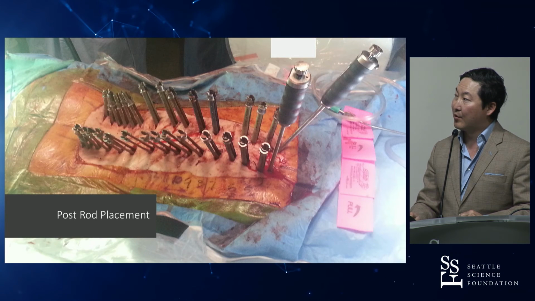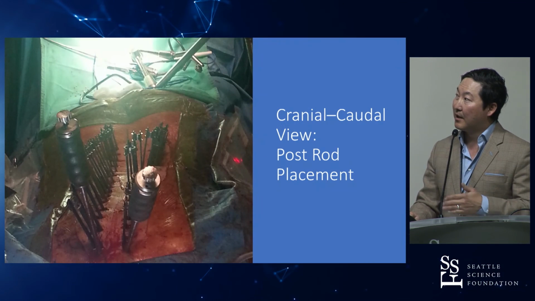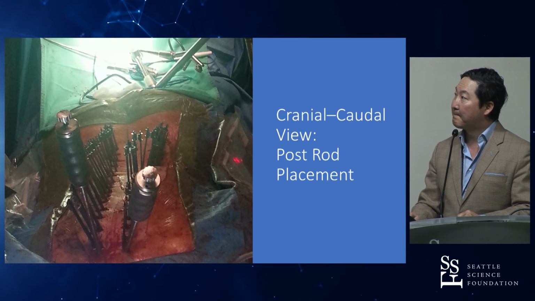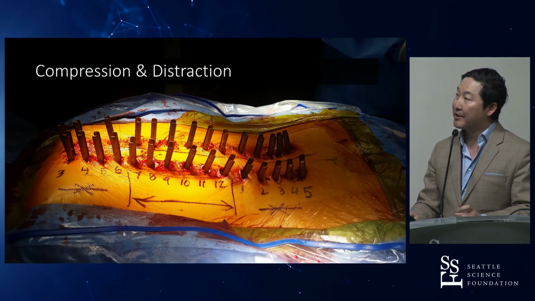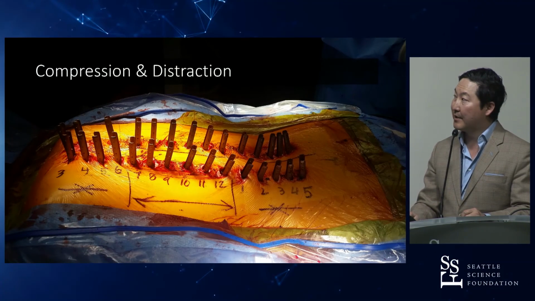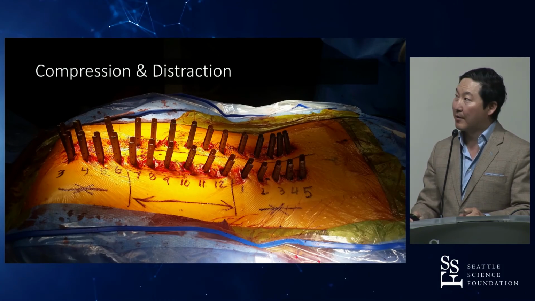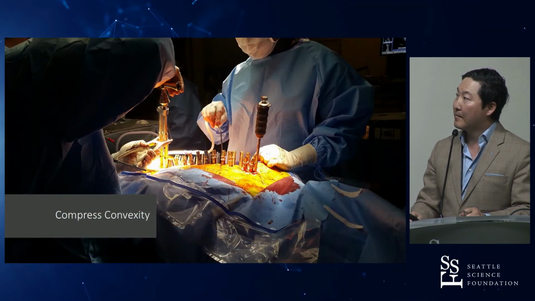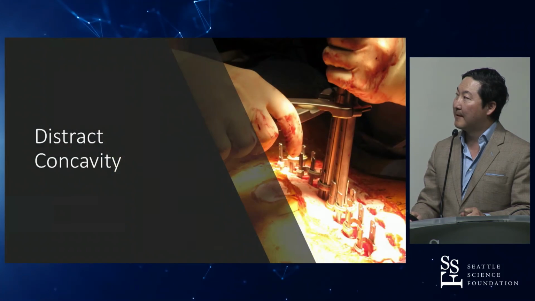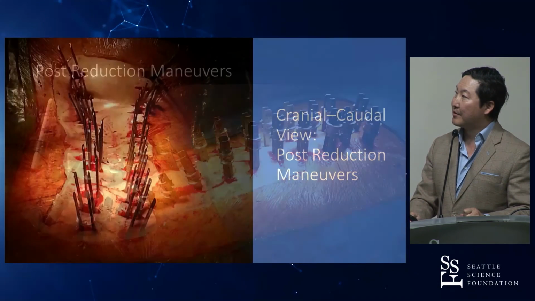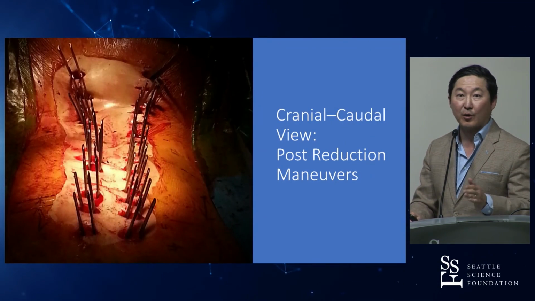So this is what it looks like once the rod is placed, and you can see that now it's really starting to fall in line with that sagittal plane. And finally, we do compression, distraction, compression at the convexity and distraction at the concavities. We map that out to make sure that we compress and distract appropriately. So we compress at the convexity and distract at the concavity. And then after you reduce all of your screws, it really starts looking much more like a normal spine.